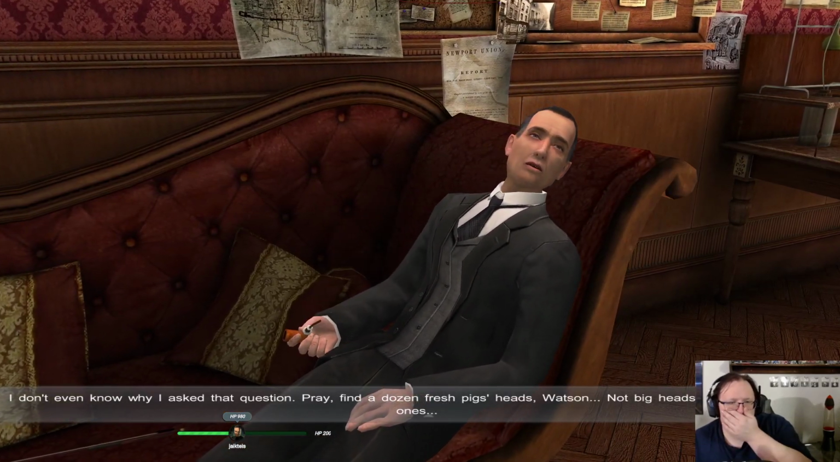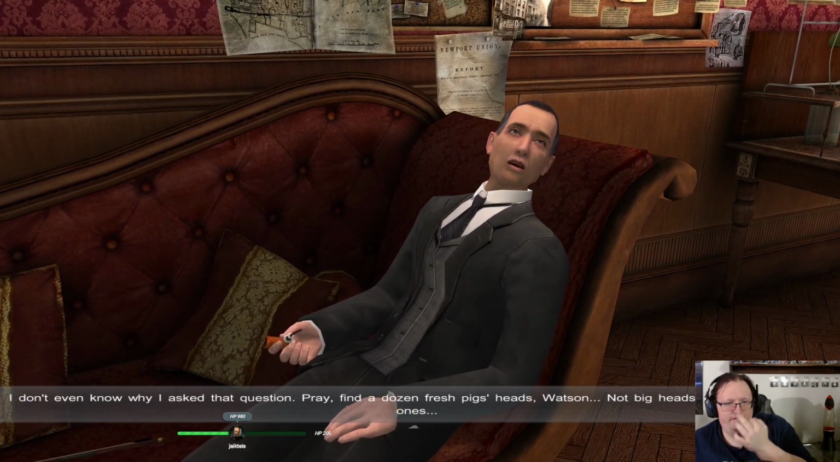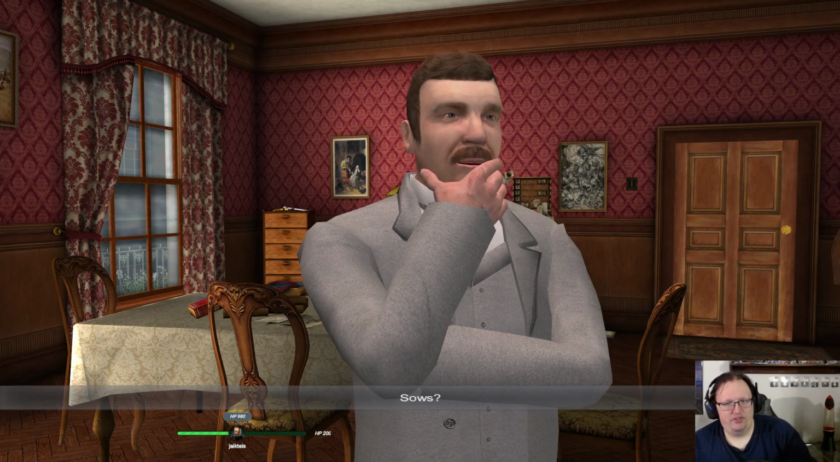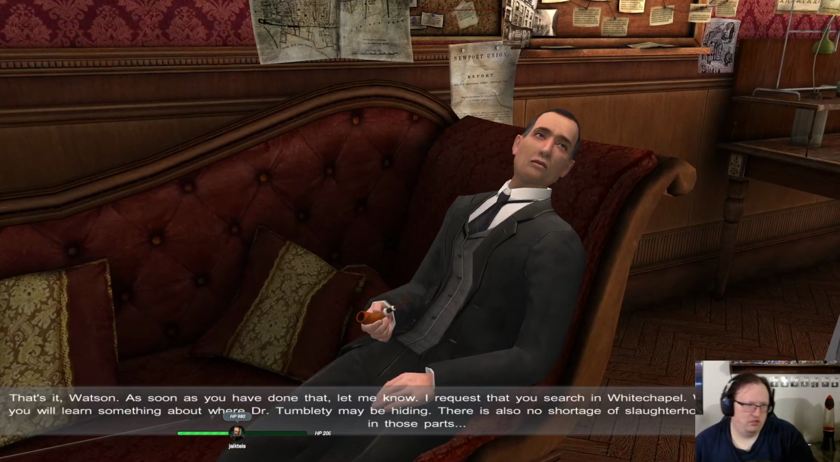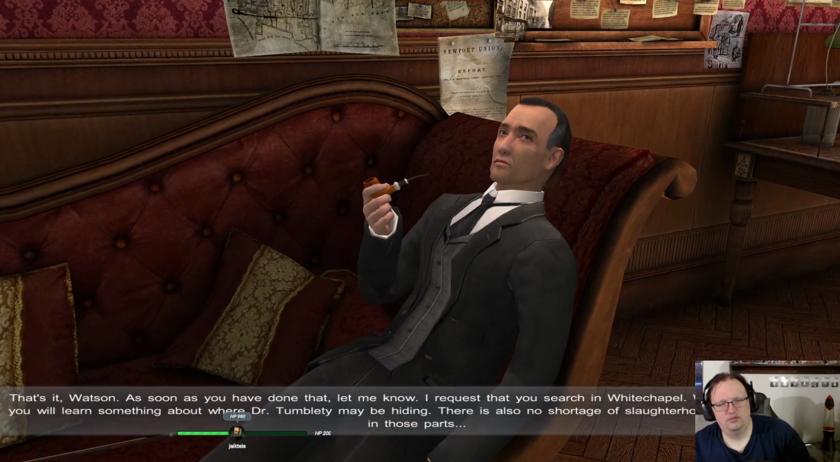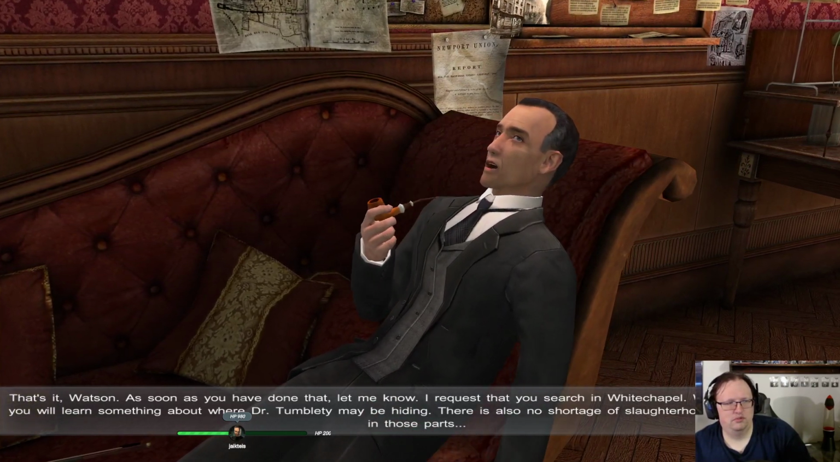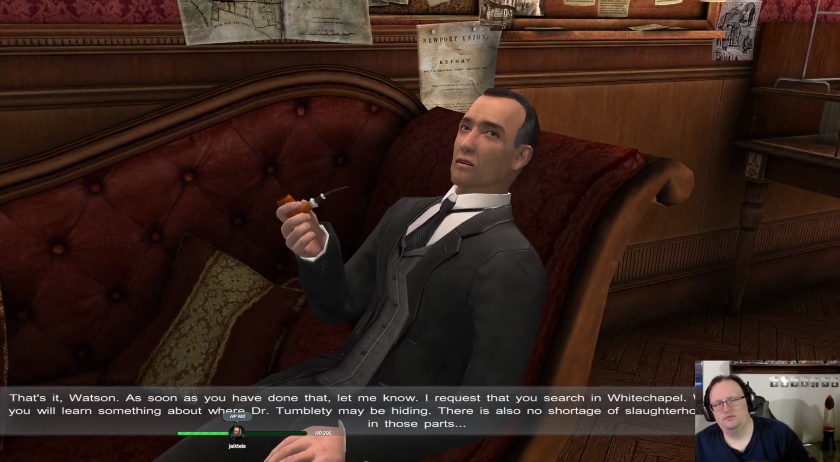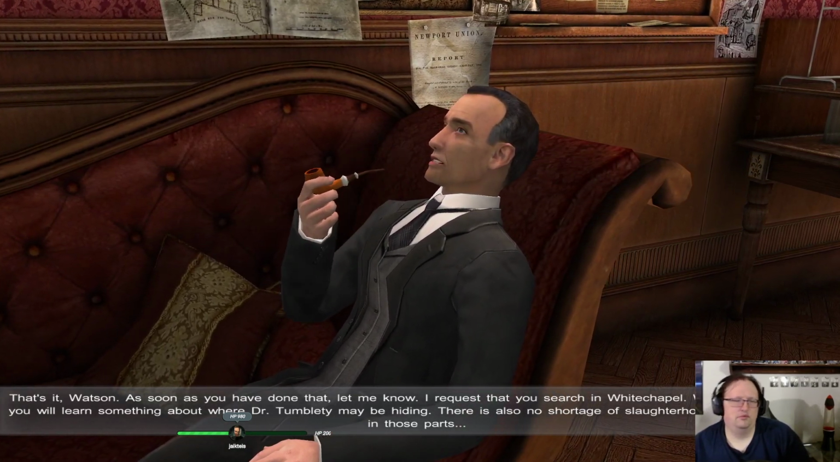Pray, find a dozen fresh pig's heads, Watson. Not big heads, I prefer small ones. Do you want to read all that again? No. That's it, Watson. As soon as you have done that, let me know. I request that you search in Whitechapel. Who knows, perhaps you will learn something about where Dr. Tumblety may be hiding. There is also no shortage of slaughterhouses and pig's heads in those parts.